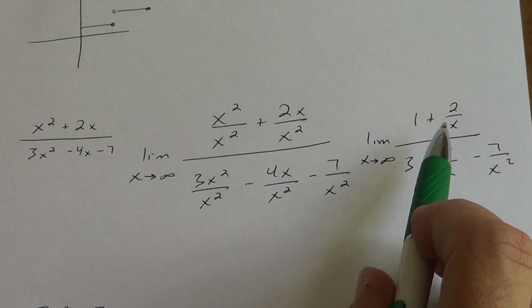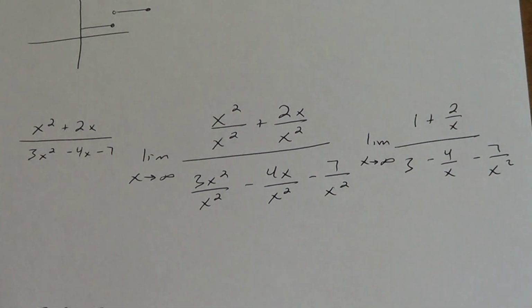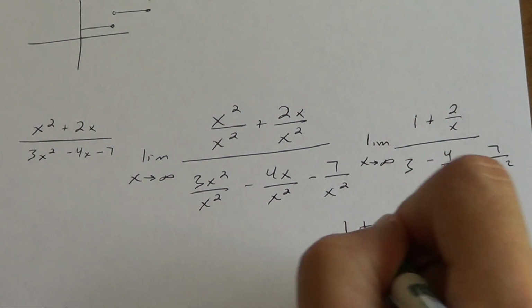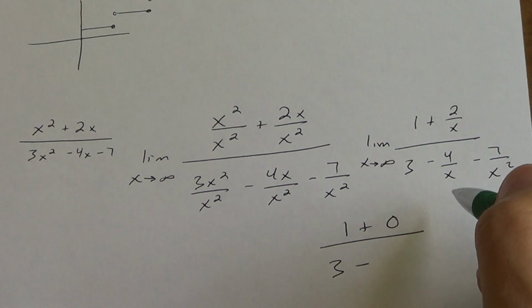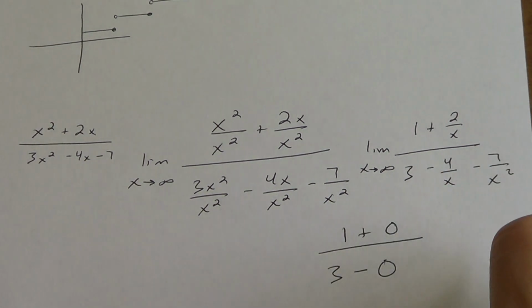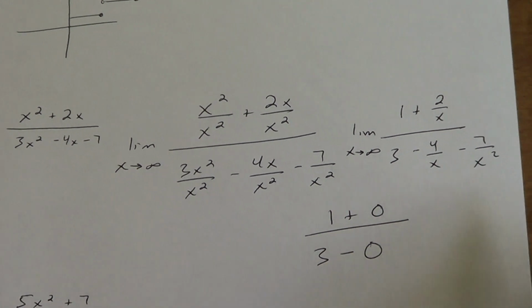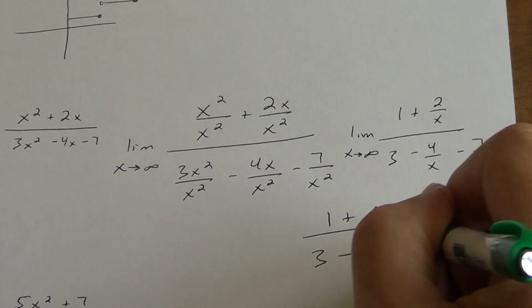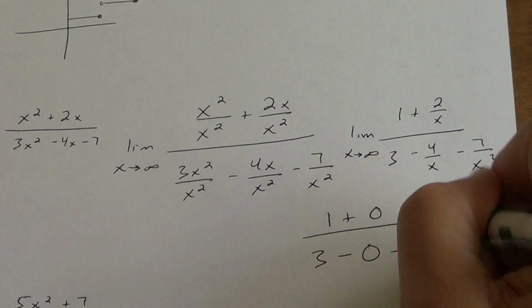Now we can do some math. If I take 2 divided by infinity, 2 divided by a really, really big number, the answer is so close to 0 that we don't need to worry about it. So we say basically it equals 0, so 1 plus 0 over 3 minus 4 divided by infinity, same idea. It's really close to 0, so small that it doesn't really matter in our calculations. And then 7 divided by infinity squared, once again, very close to 0, so our answer is 1/3.